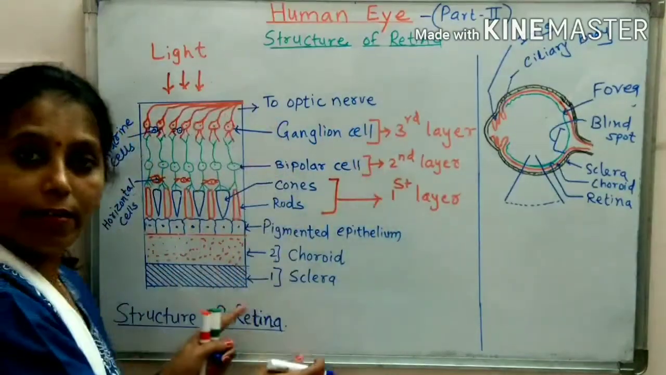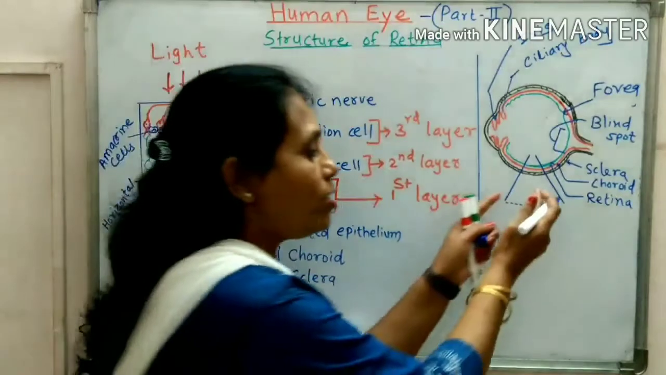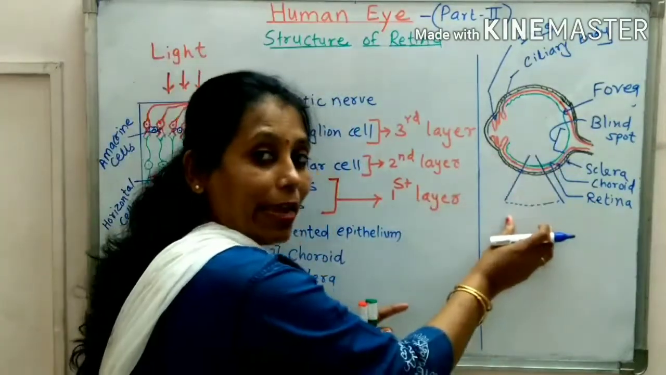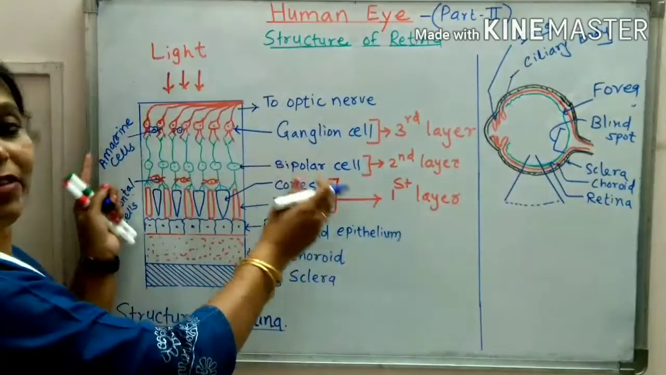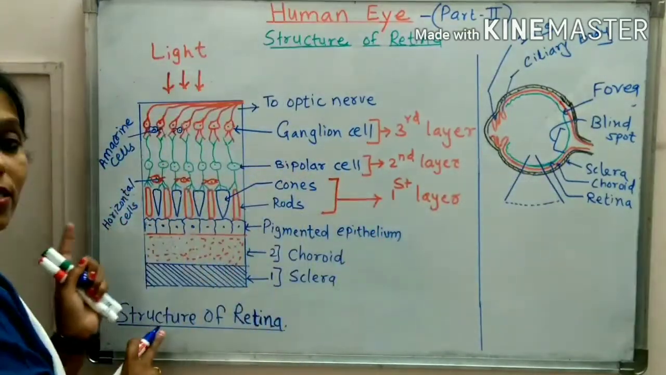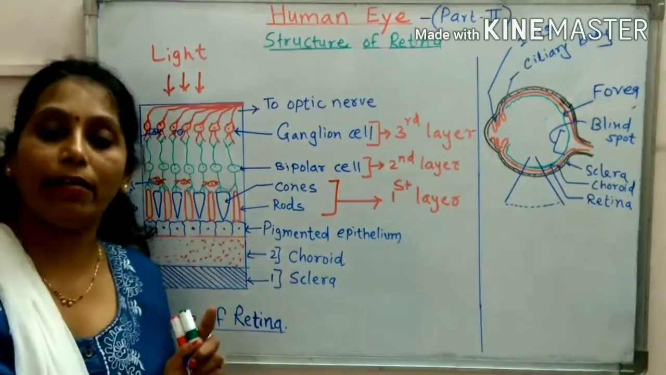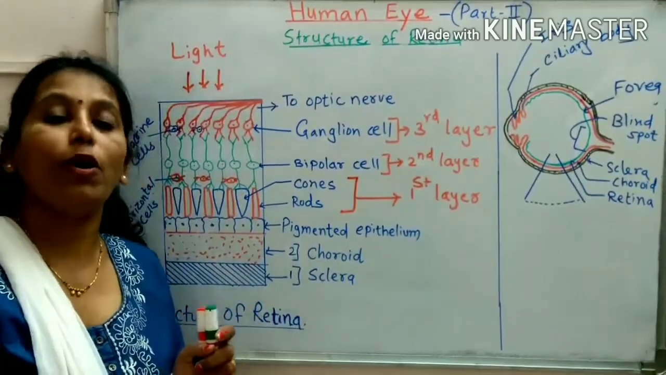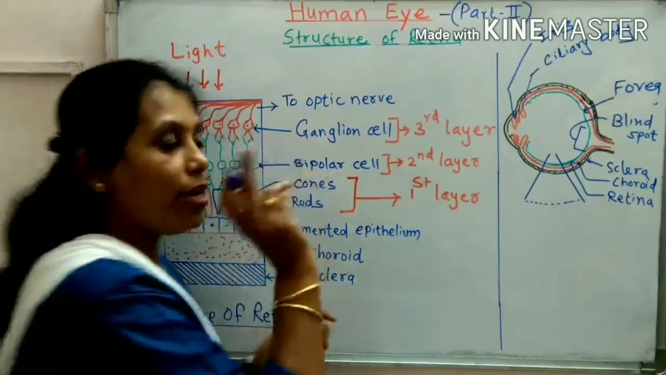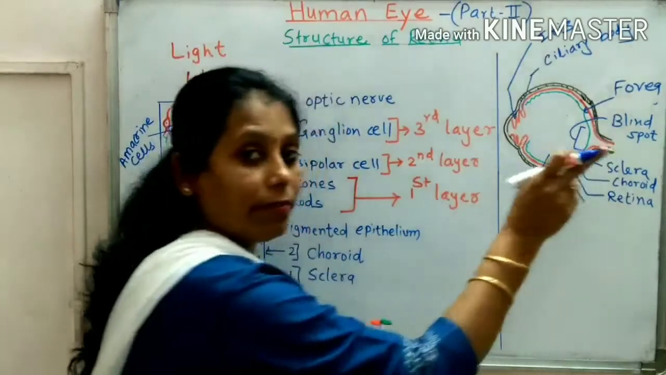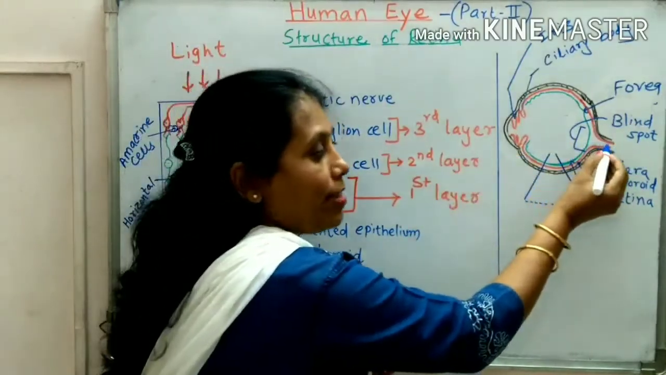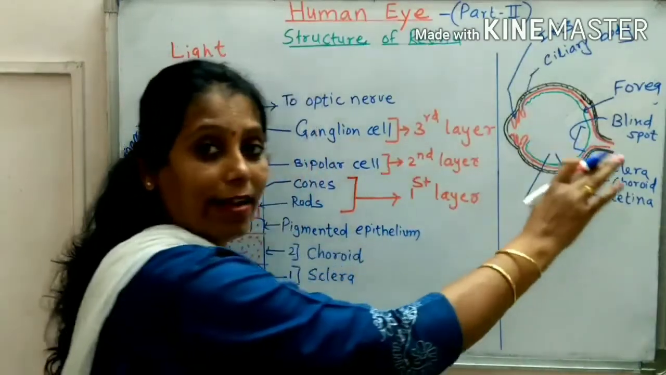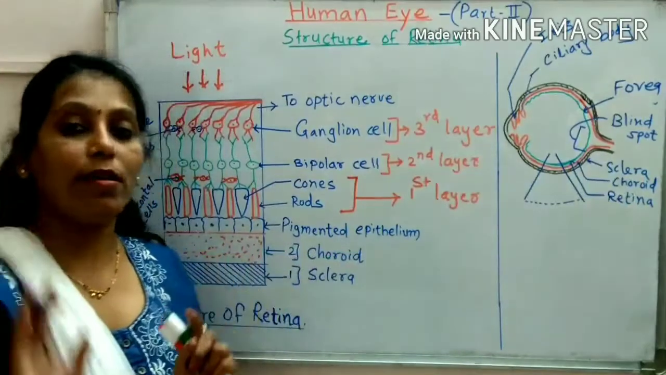So whatever I have drawn here is the enlarged view of this particular region. The same diagram, the same structure, I have enlarged here. So this is the structure of the retina. The retina is the innermost layer which consists of rods and cones. Now here one more thing: the space which is left is called the optic nerve. From here the nerves arise and they go to the brain.